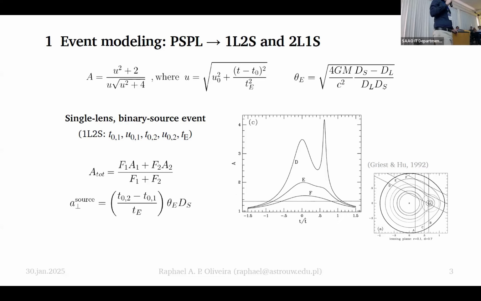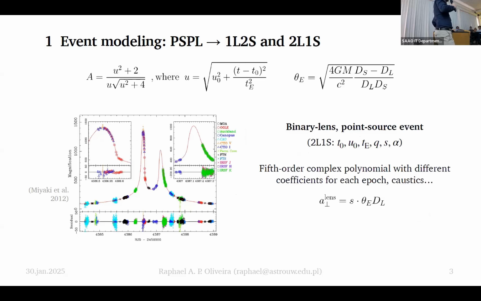So just one example here, showing that depending on the way that the trajectories are aligned, you can get clear bumps, or if you get farther from the sources, it can get confused with PSPL events, as Natasha showed yesterday. So, for example, this curve F can be misclassified.